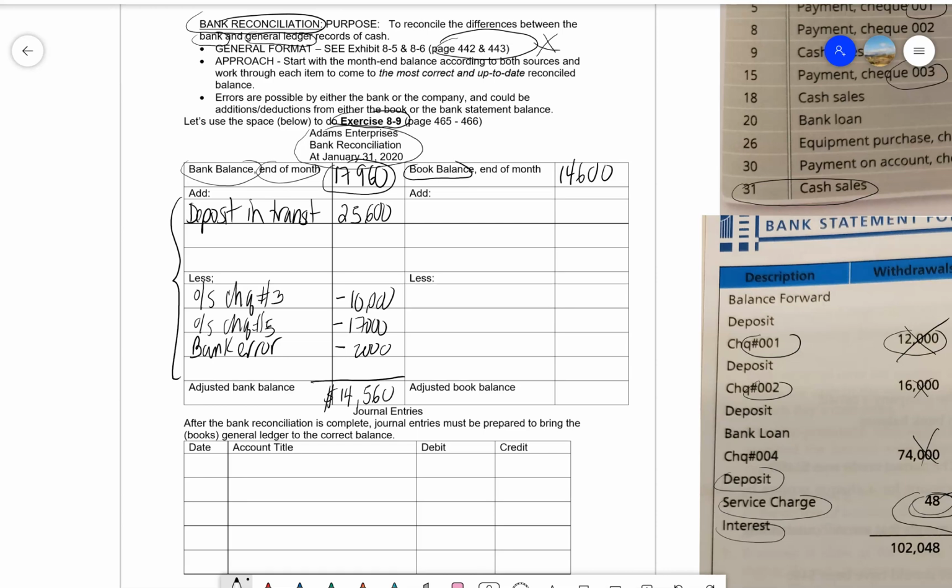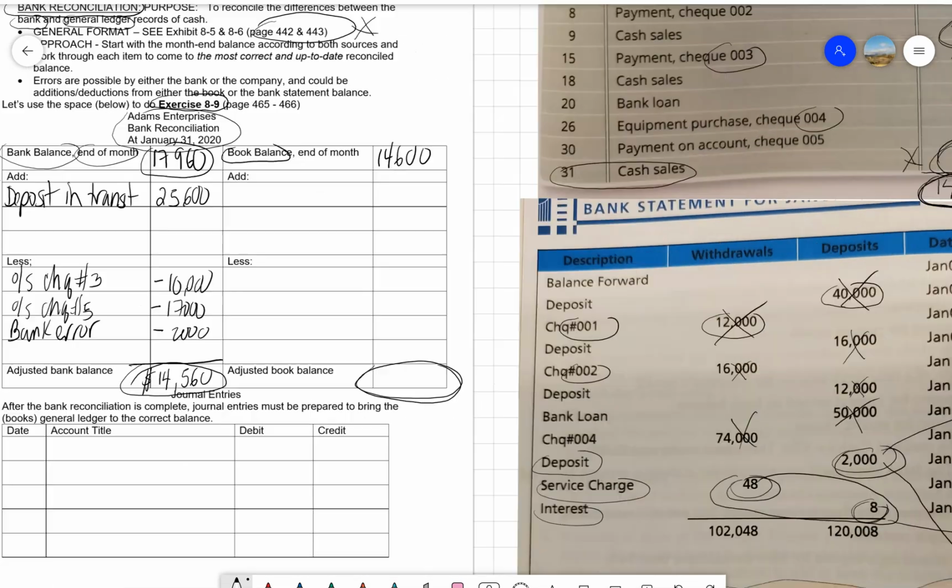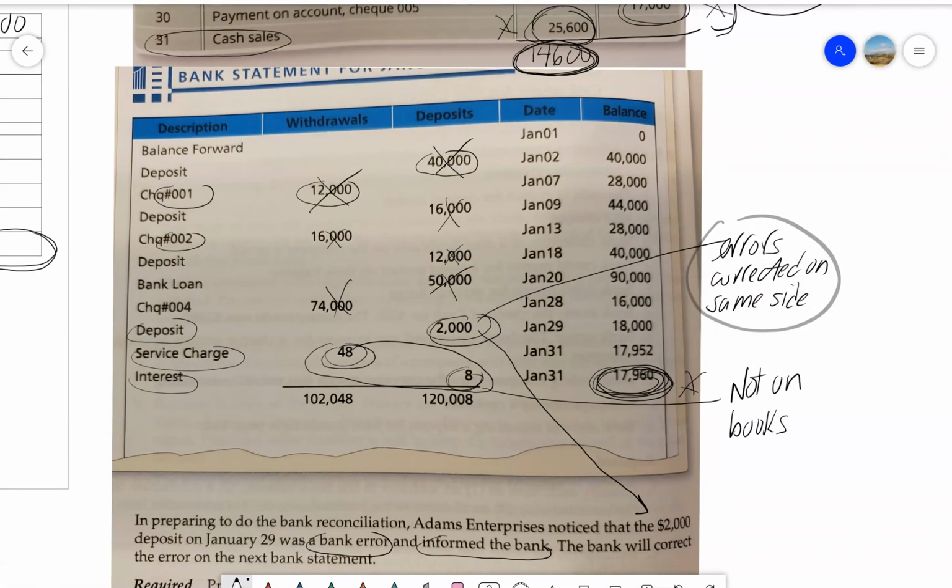Now the goal of the bank reconciliations is to make sure that the amount that we have on the bank side equals the amount that we're going to have on the book side. So now that we've done the bank side of the bank reconciliation, we can go to the book side. Now the book side are going to be these two amounts here. Things that are on the bank but not yet on the books.